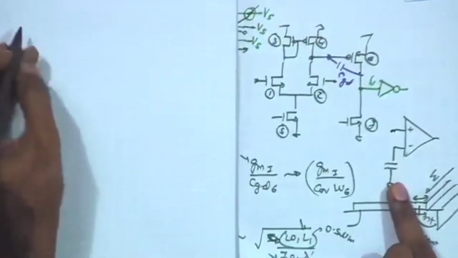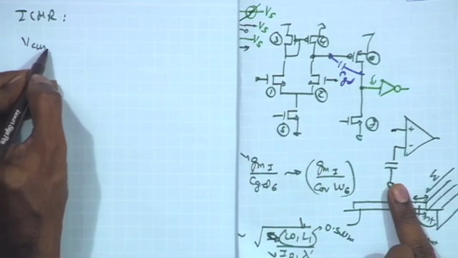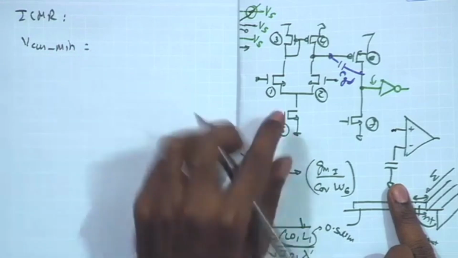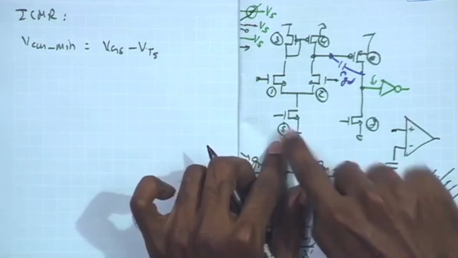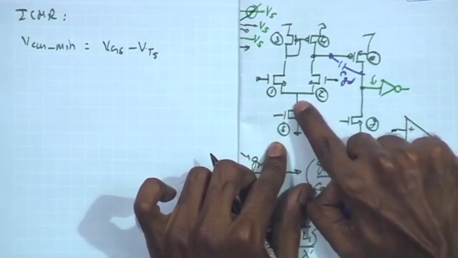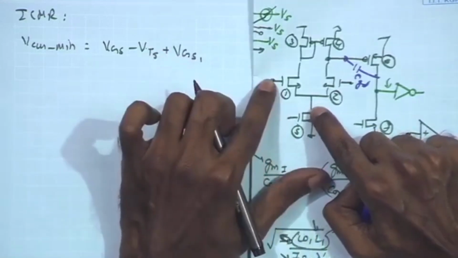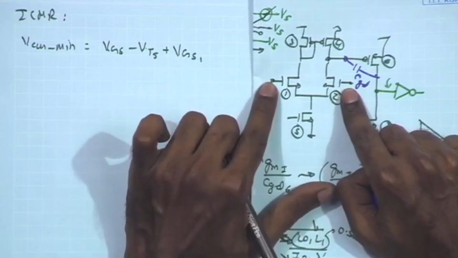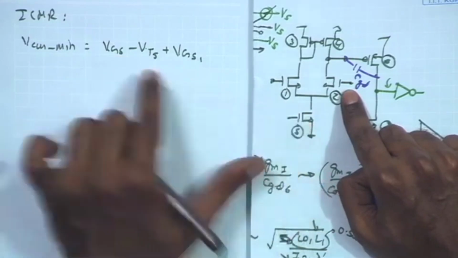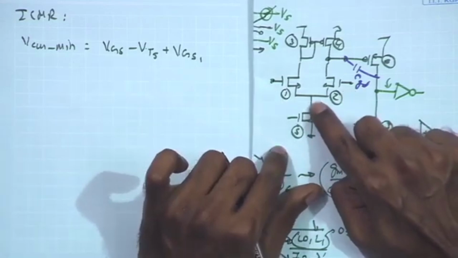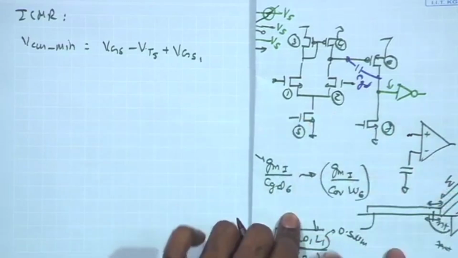So, if I look at the ICMR, VCM min depends upon the VG5 minus VT. For a given VG5 bias point over here, VG5 minus VT is the minimum voltage, and plus VGS of 1 is the gate voltage of the input device. So, this is the minimum gate voltage that you can have while keeping the M5 in saturation. If you go below that, then the drain voltage of M5 will be falling below Vg minus Vt, and as a result this transistor will be entering into triode region.